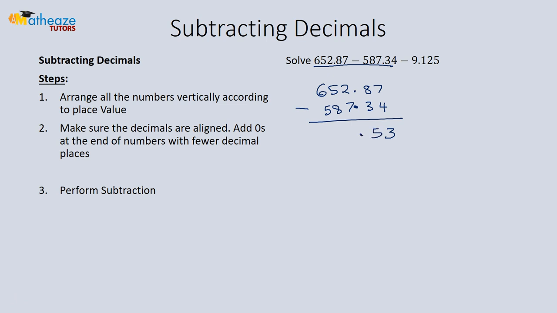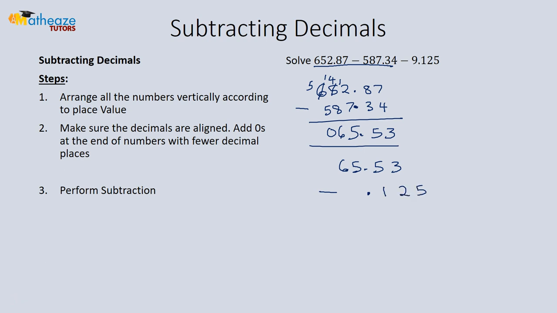Then 2 minus 7, we can't do that. So we go here, 5 minus 1 is 4. So we get a 12 here. 12 minus 7 is 5. 4 minus 8, we can't do that, so we borrow from here. This becomes 5, and then we have 14. 14 minus 8 is 6. 5 minus 5 is 0. So we have 65.53.